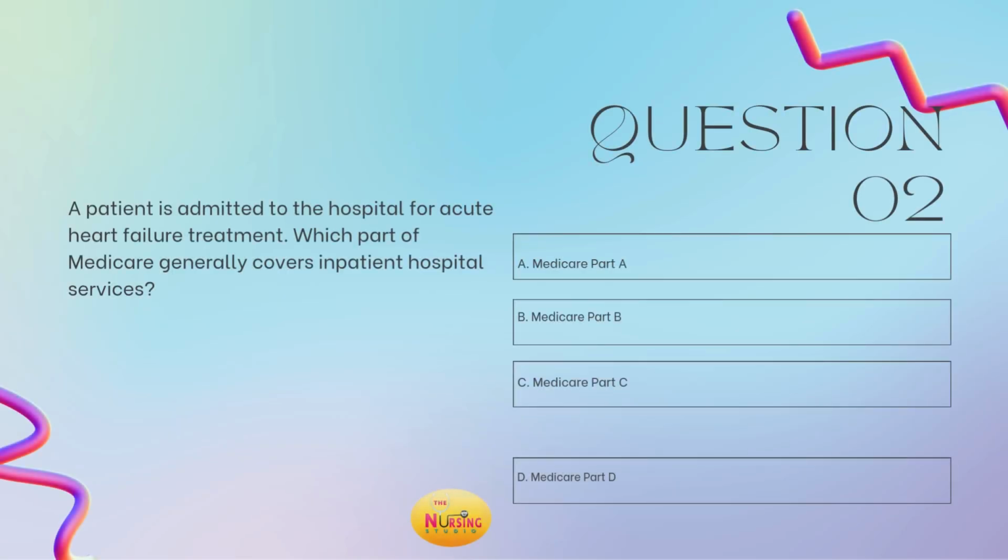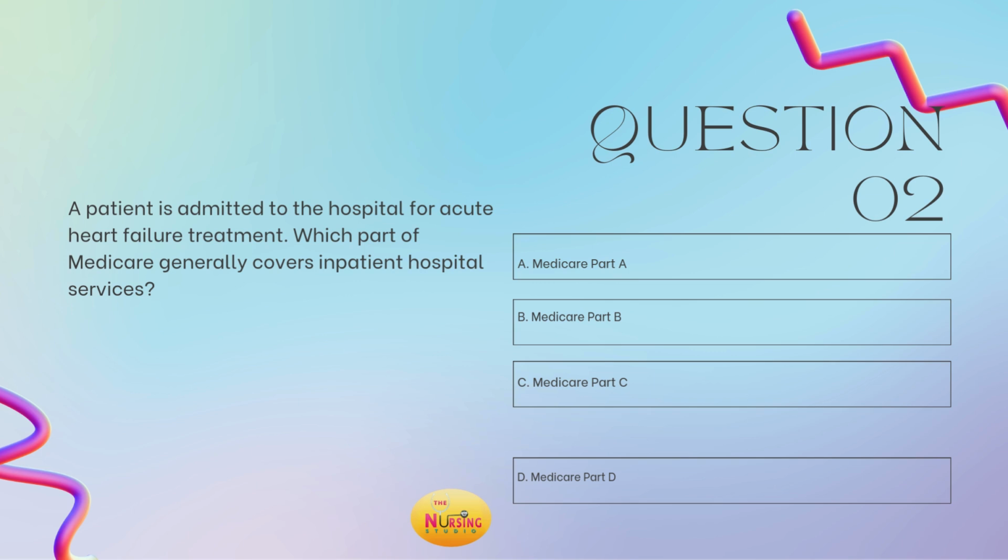All right, question number two. A patient is admitted to the hospital for acute heart failure treatment. Which part of Medicare generally covers inpatient hospital services? Is it A, Medicare Part A? Is it B, Medicare Part B? Is it C, Medicare Part C? Or is it D, Medicare Part D? Take a moment and tell me what you got in the comments, y'all.